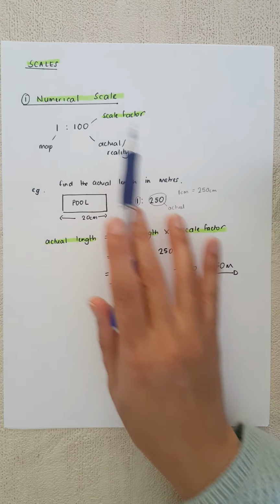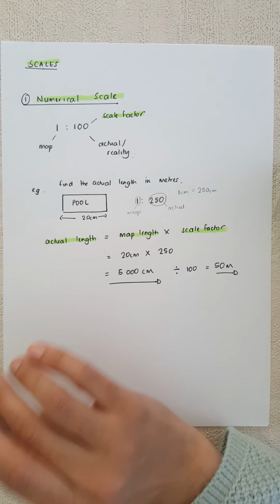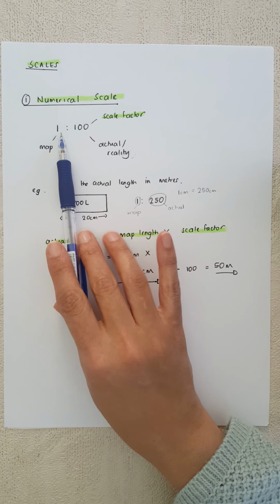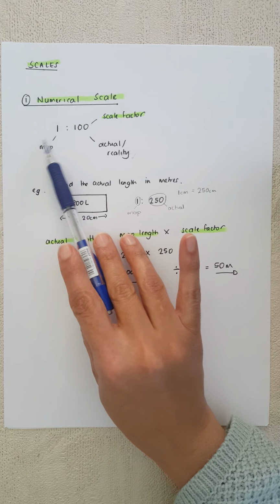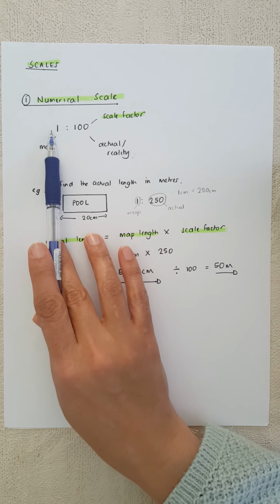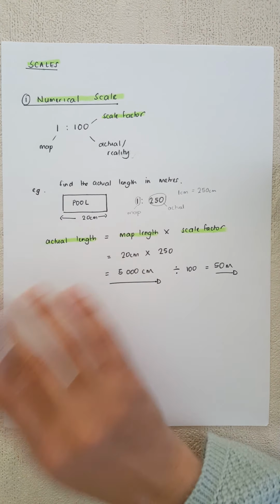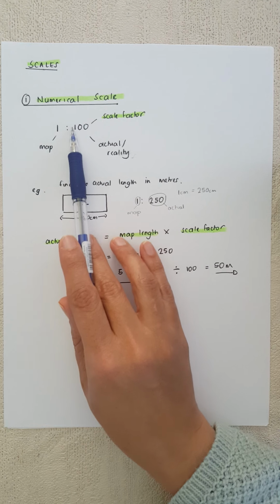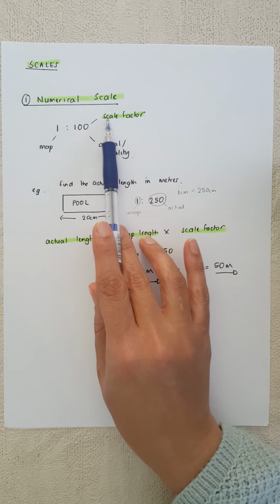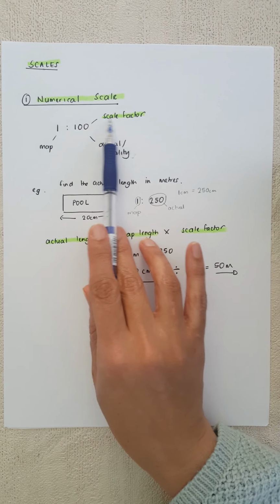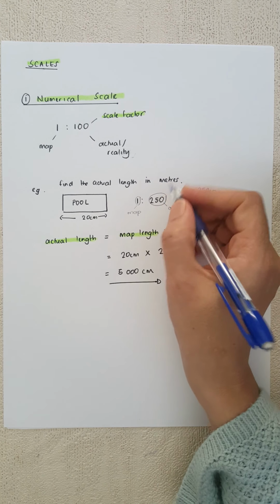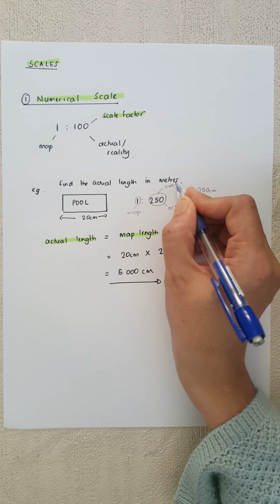I just want you to learn about the scale factor now, because it will carry you right through to grade 11. When we have any numerical scale and it says 1:100, it means that if there's 1 centimeter on your map, in reality that 1 centimeter is representing 100 centimeters. Only when there's a 1 here, this part of it is what I call the scale factor. In this example, 250 becomes my scale factor.